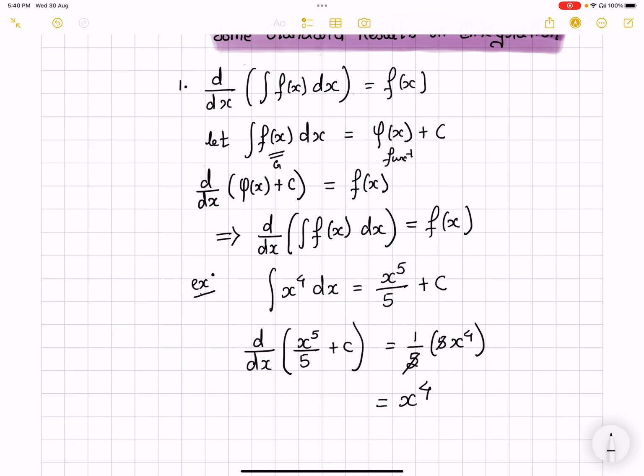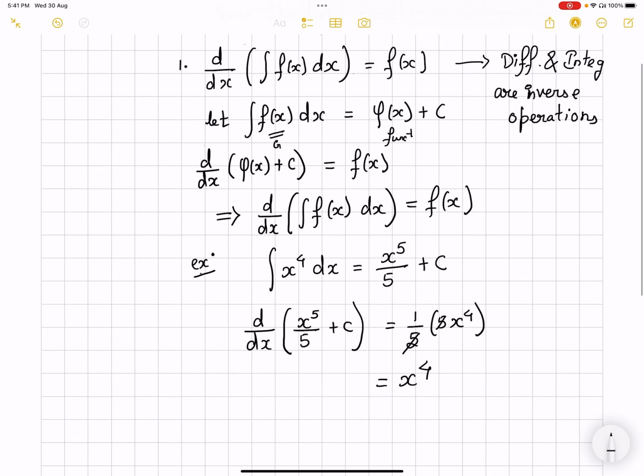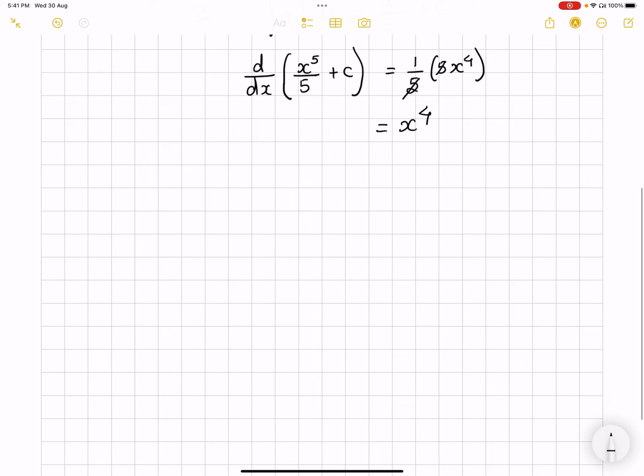And see here, it very clearly states that differentiation and integration are inverse operations. That means when I put both of them together like this, obviously these two would get cancelled and f of x would be left out. That is what it means. Okay, that's your first one. So the first result was differentiation and integration are inverse operations. So now the second result.